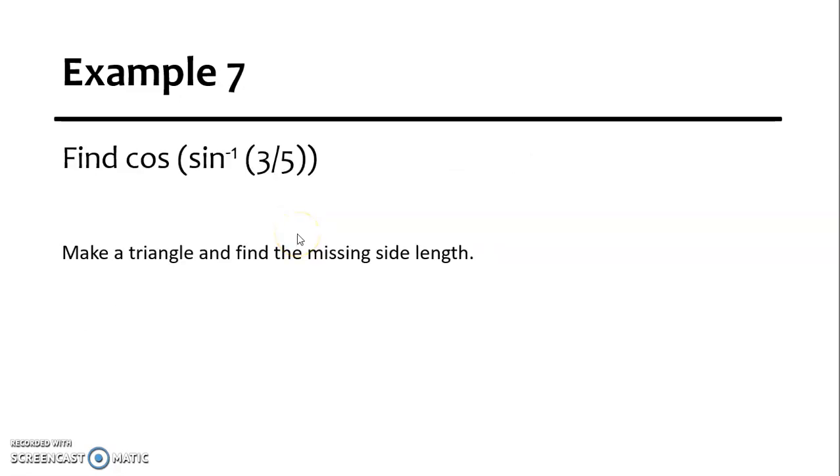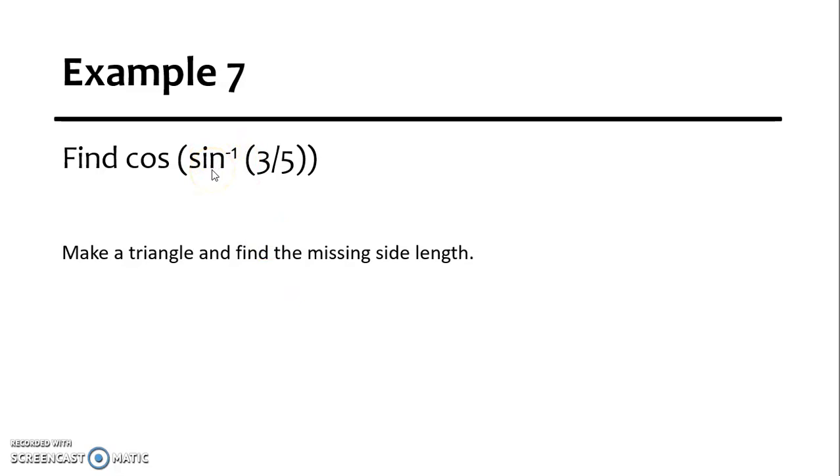In example 7, we're starting to use a skill that is very, very important for this lesson and for future lessons. In this example, they said find the cosine of sine inverse of 3/5. And the strategy that we're going to use is to make a triangle and find the missing side length using the Pythagorean theorem. So what you're going to do, remember, this represents an angle.